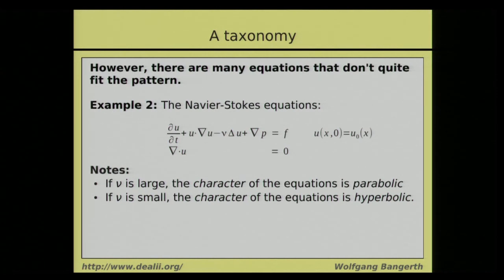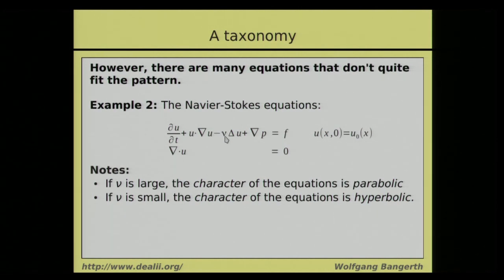And what's happening is that if this nu is small, if this nu is large, that means we have a very viscous fluid. Then if nu is large, then the velocity is small, and the quadratic term here is going to be smaller than the linear terms. And in that case, indeed, the character of the equation is parabolic.